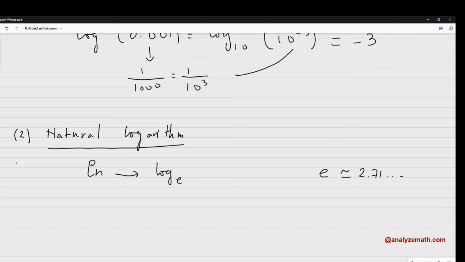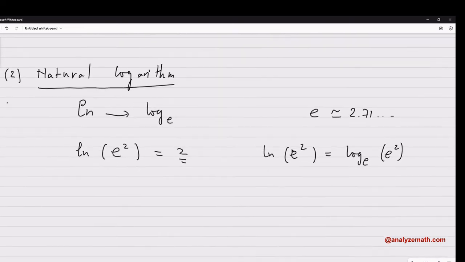So ln of e to the power 2, very simple, that gives me 2. Why? Because when I say ln of e to the power 2, this is log base e of e to the power 2. Another example, the ln of square root of e, this is the log base e, the square root can be written as a power half, is equal to 1/2.